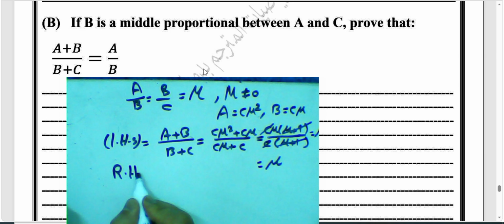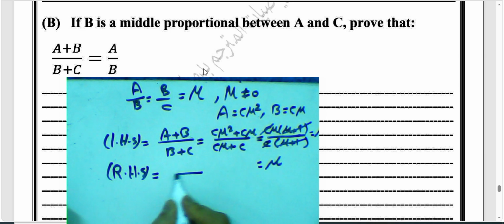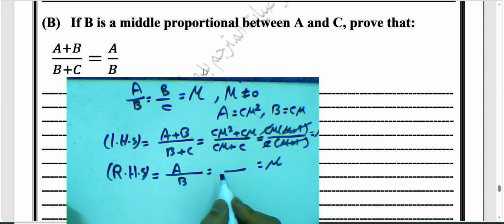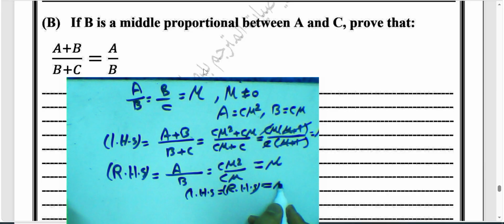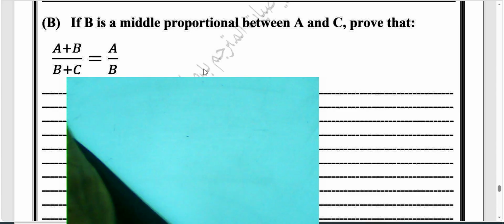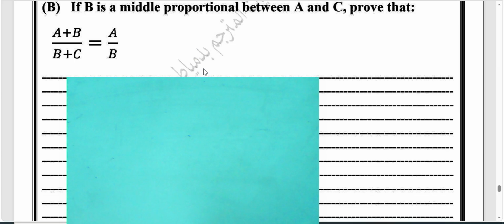And what about the right hand side here? The right hand side we have A over B, equivalent to A which is Cm power 2 over B which is Cm. We divide together, and the result will be M. The left hand side equals the right hand side, equivalent to M. They are equivalent. Okay, next question.